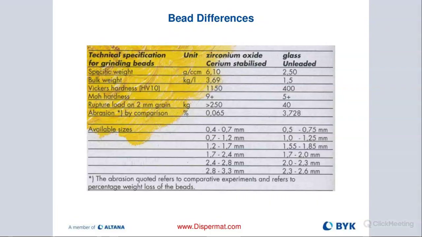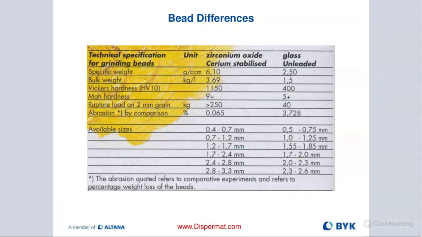We are actually offering beads now that are even smaller than 0.4. You can find beads on the market that are as small as 0.1 millimeters for super small nanoparticles, and our milling systems are capable of handling these beads.